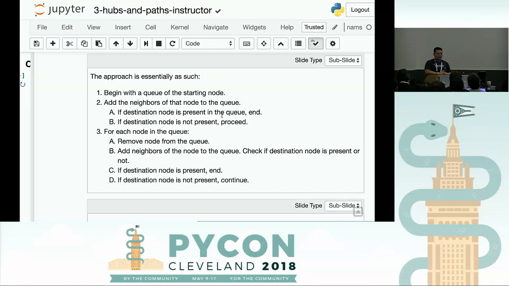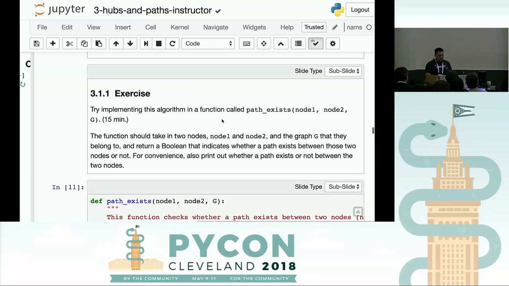Okay, so this next exercise is basically to implement breadth-first search. We're not going to look for the shortest path, we're just going to ask, does a path exist between two nodes? This function takes in two nodes and the graph and returns a Boolean on whether the path exists between the two nodes or not. And it also prints out whether the path exists just for convenience purposes. Okay? All right. Go have fun.